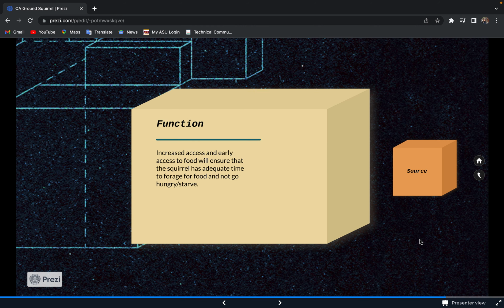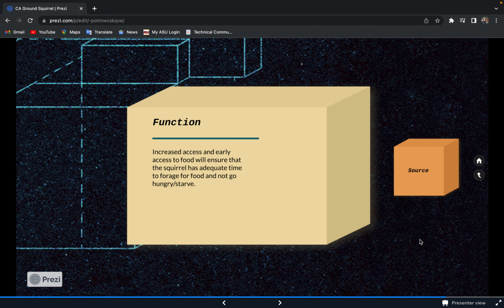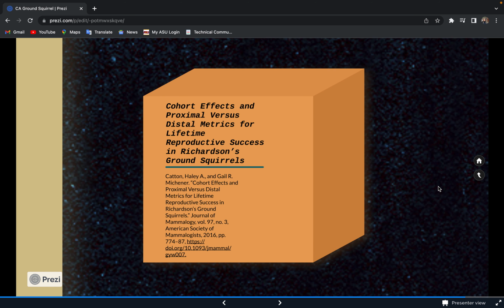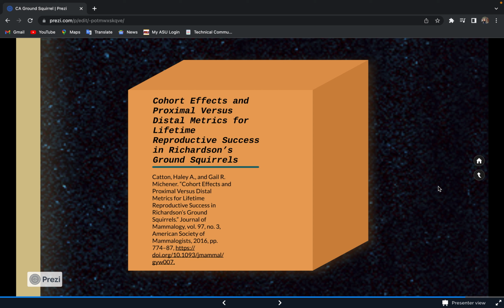And then jumping over to the last part, which is function, the hypothesis would be increased access and early access to food will ensure that the squirrel has adequate time to forage for food and to not go hungry and starve, and ultimately ensuring better survival. And again, this can be referenced in the cohort effects and proximal versus distal metrics for lifetime reproductive success in Richardson's Ground Squirrels by Haley Catton.